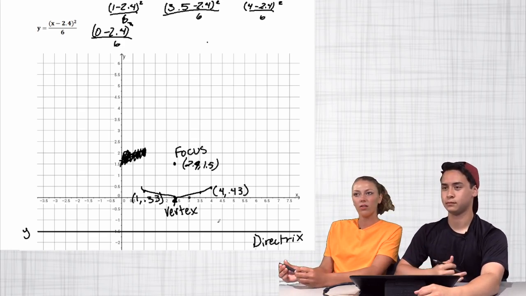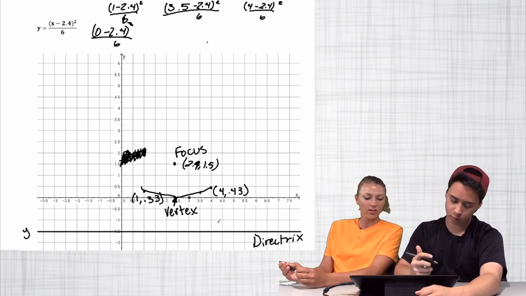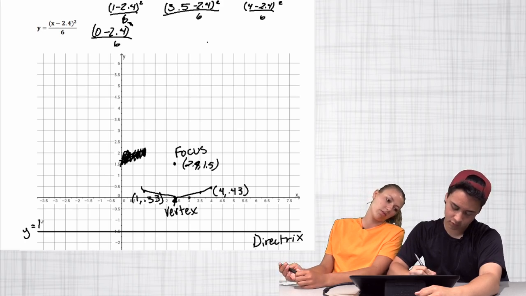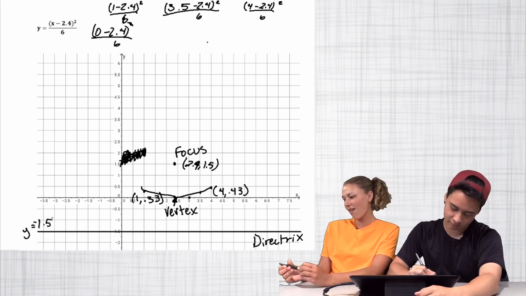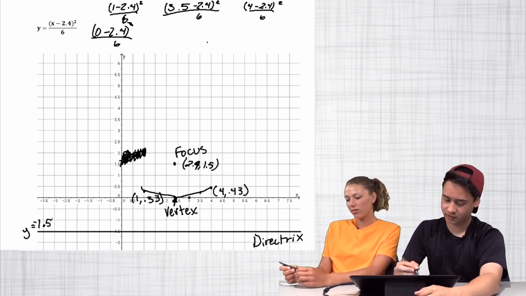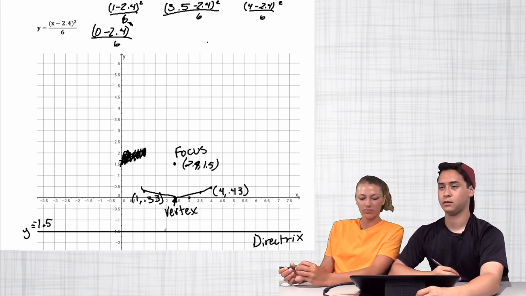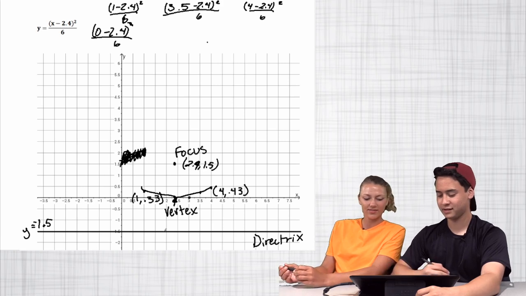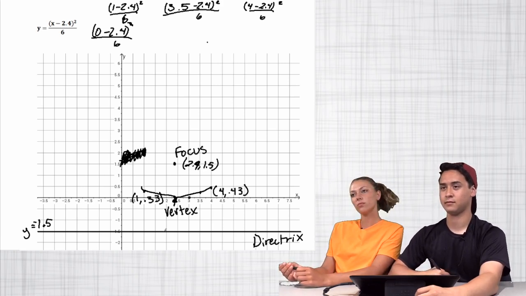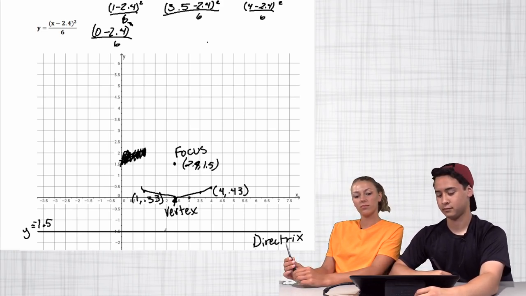And what's the equation of that line? Y equals 1.5. Negative 1.5, right? Negative 1.5. How do you know it's negative instead of positive? Because it's below our vertex. Okay. So why don't you share with Sasha what else you found, and then we'll let her share.